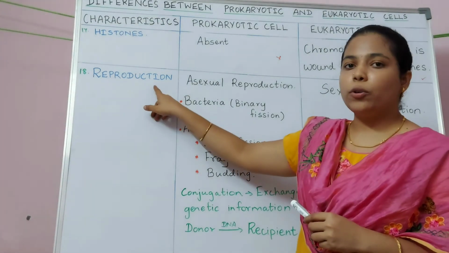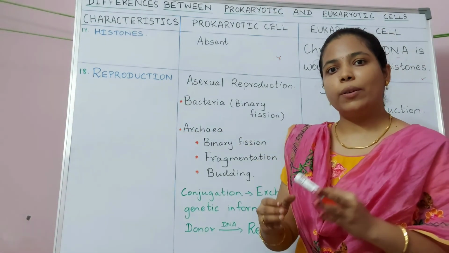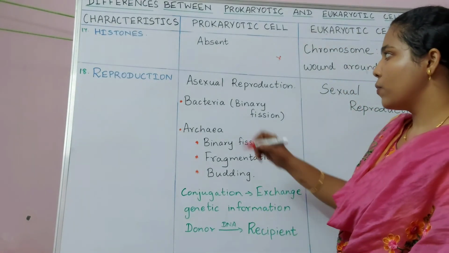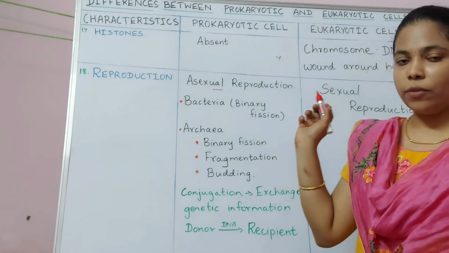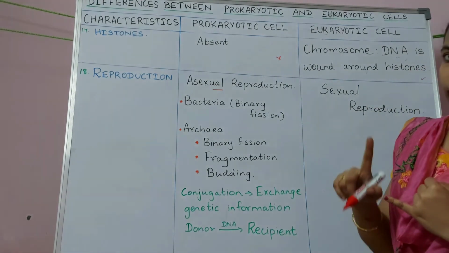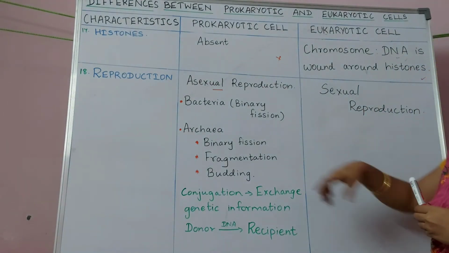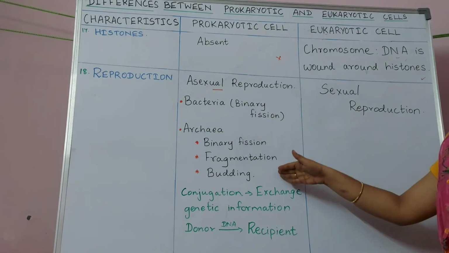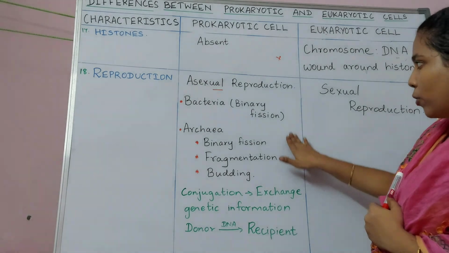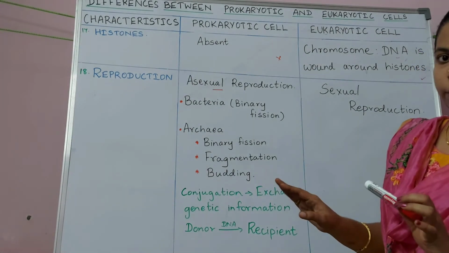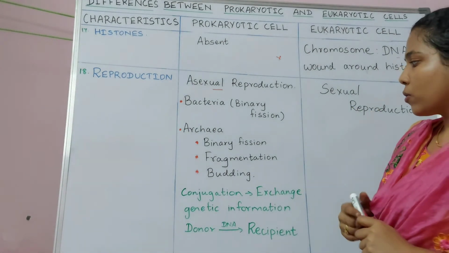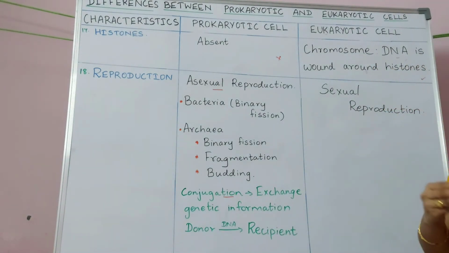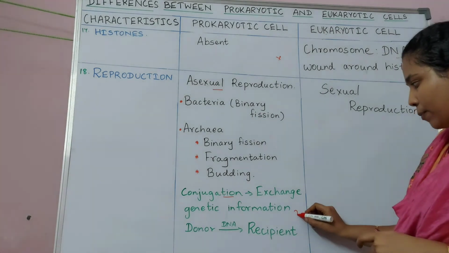And the last point is about reproduction. Reproduction is a process by which an organism produces its offspring. In case of prokaryotes, we have asexual reproduction which involves only one parent cell. Bacteria reproduces by binary fission, archaea reproduces by binary fission, fragmentation and budding. In case of prokaryotic cell, we do not have sexual reproduction, but there is a process called conjugation, through which we have exchange of genetic information between two organisms.